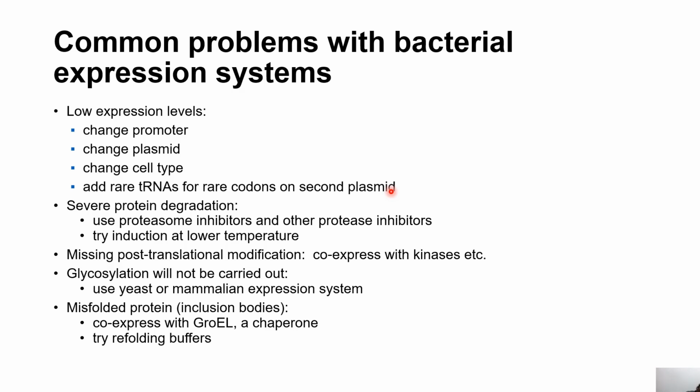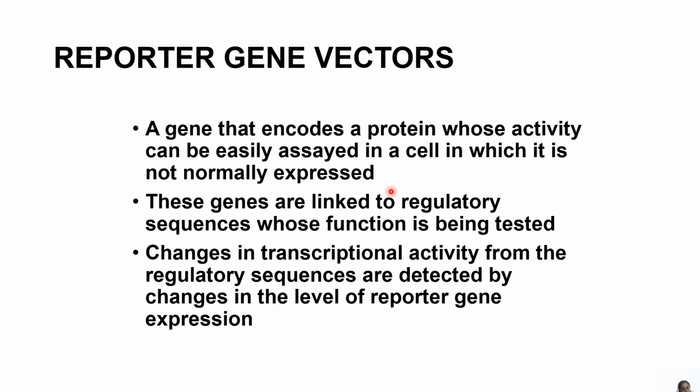There can be missing post-translational modifications as well, so we may have to co-express with kinases. Glycosylation will not be carried out either, because only yeast or mammalian expression systems are compatible with that. There might be misfolded protein, where the protein is produced but it's misfolded, so it's functionally not relevant. So you can co-express with GroEL, which is a chaperone that helps in correct folding of the protein.